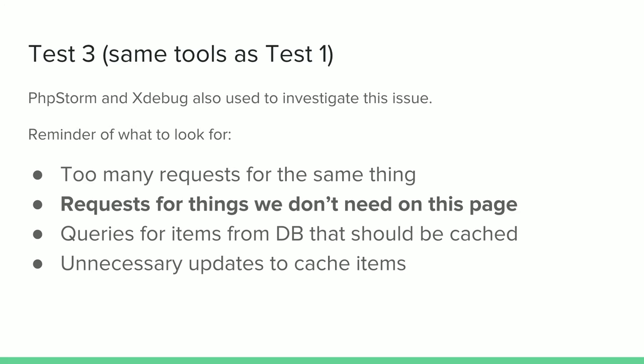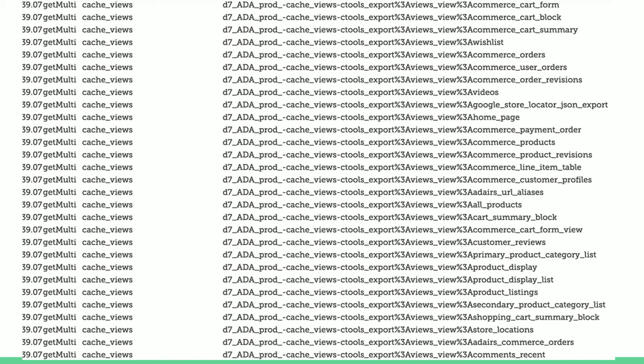So this particular one, the same tips as before, but what we're actually looking for here is requests for things that we don't need on this page. This is a snapshot of the Memcache request log. What you can see there is we're returning these CTools export views data, and on the right-hand side, all these different views: commerce cart, wish list, commerce orders. You can't see the full list there, but there's actually a really large list, and what that list represented was every single view in the website.